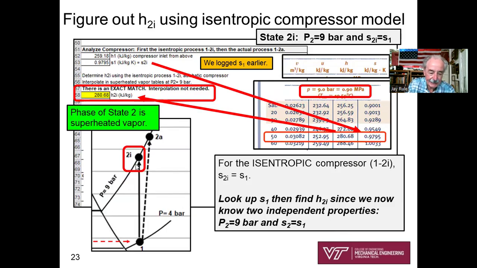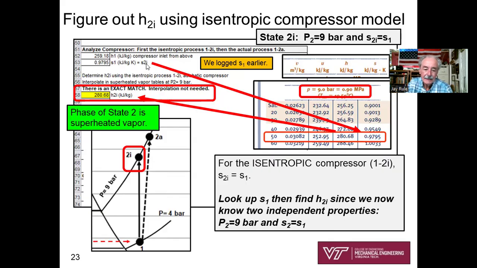Here's my TS diagram from previous work that you would do in pencil and paper. We're looking to find out what is this H2I, or H2S in your textbook. What is H2S? How would we do that? Well, let's see. We logged S1 earlier. S1 is 0.9795 kilojoules per kilogram degree K. And for the isentropic compressor, that exactly equals S2I.